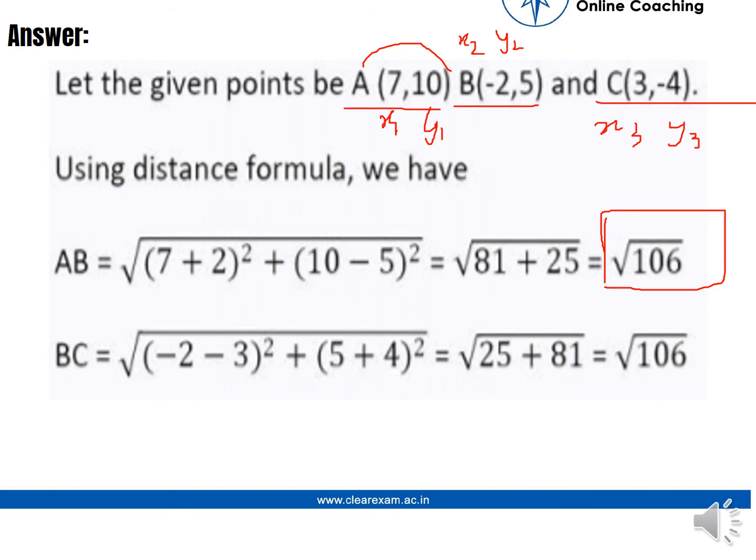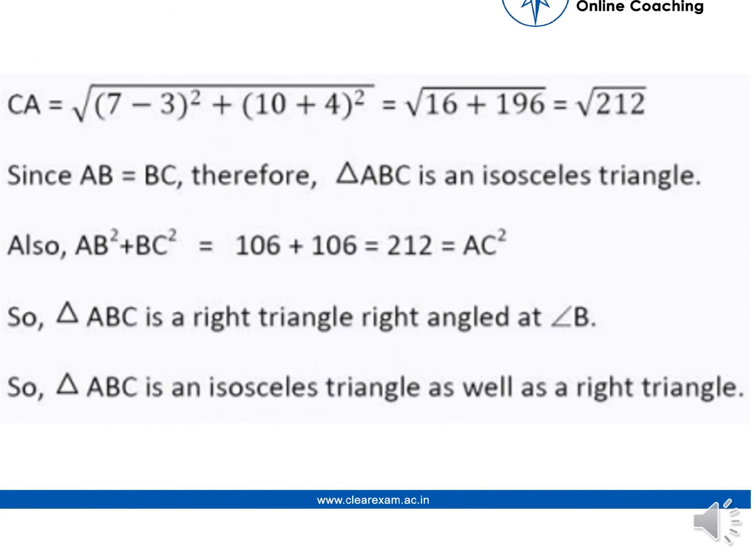Now we will find BC, that is x3 minus x2 plus y3 minus y2, and that becomes this. Now we will find CA, that is x3 minus x1, y3 minus y1, that becomes this.